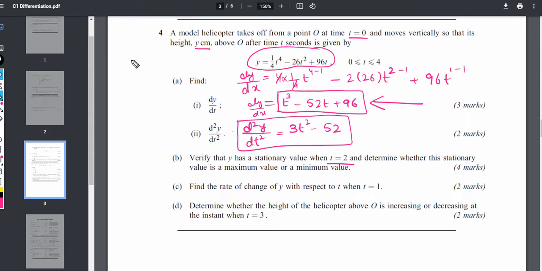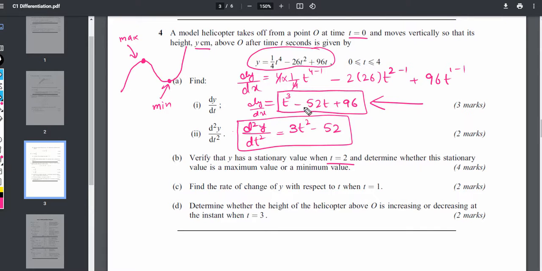So let's suppose the graph is like this. If t equals 2 is at this point, then it will be a maximum. If t equals 2 is at this point, then this will be a minimum. So let's find out first whether it's stationary or not, and then we will decide whether it's a maximum value or a minimum value.